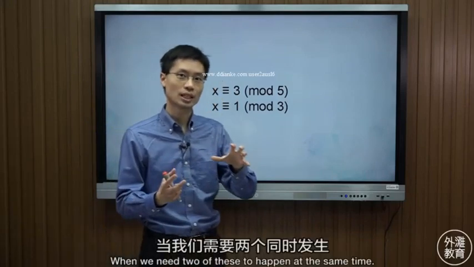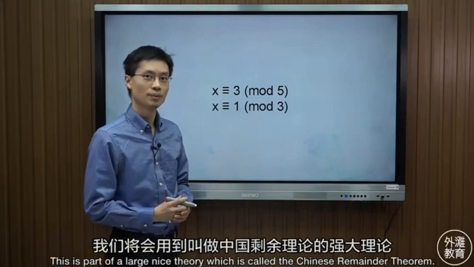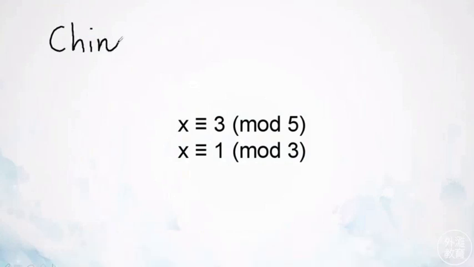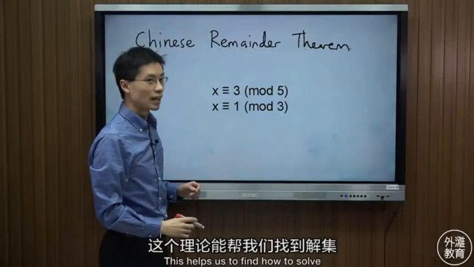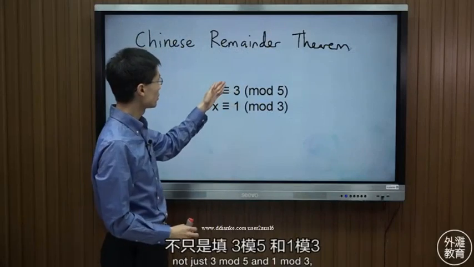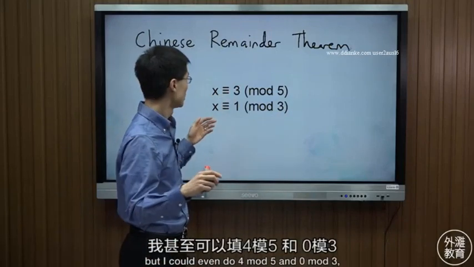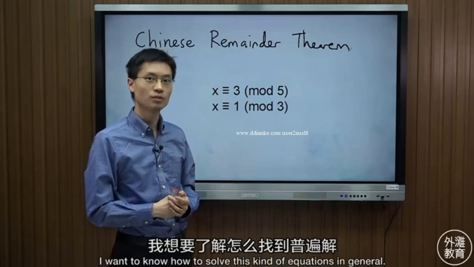When we need two of these to happen at the same time, this is part of a large, nice theory, which is called the Chinese remainder theorem. This helps us to find how to solve these kinds of questions for any numbers I put in. Not just 3 mod 5 and 1 mod 3, but I could even do 4 mod 5 and 0 mod 3. Any two things I put here, I want to know how to solve this kind of equation in general.